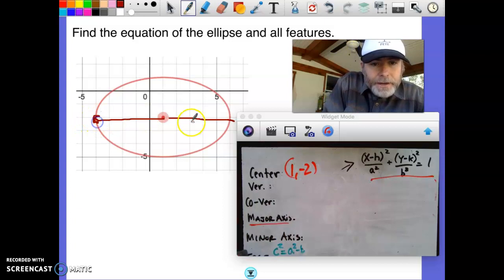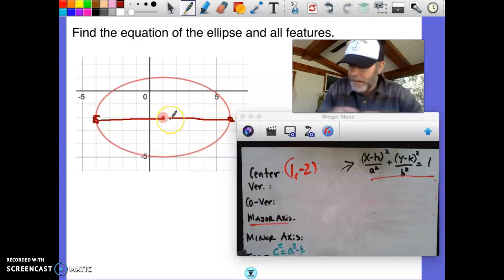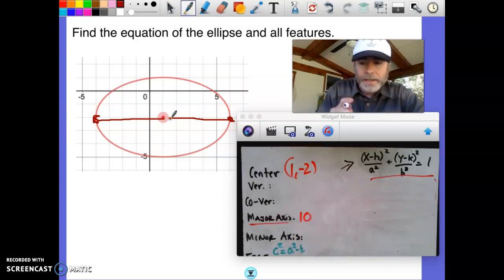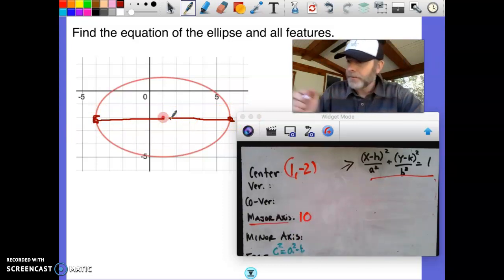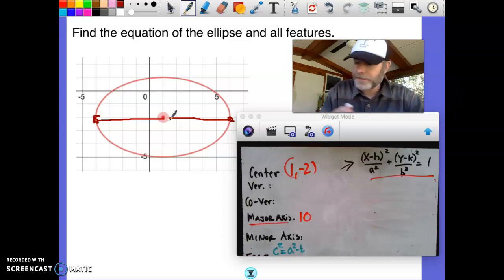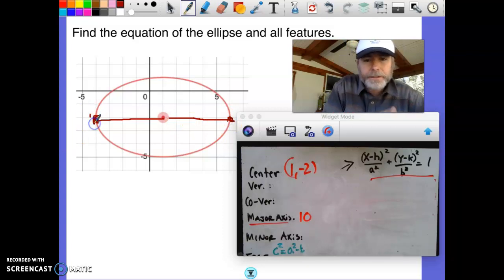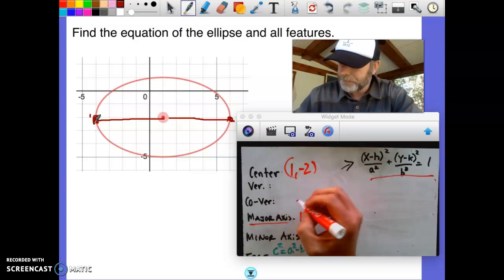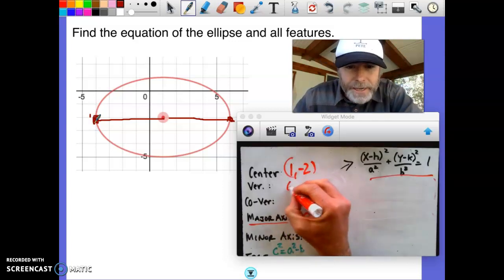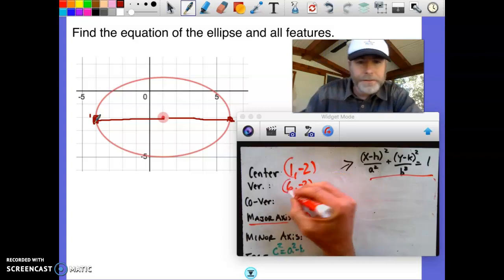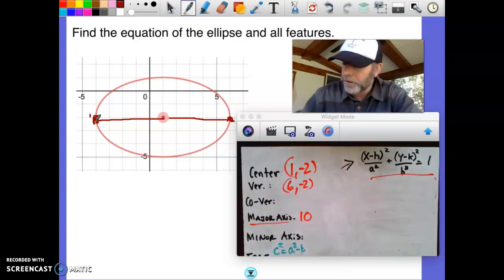This is the major axis right here. Locate A. To locate A, I'm going to count the major axis. This is 1, 2, 3, 4, 5. 5 in each direction. That's a total of 10. Major axis is 10. Letter A for the major axis is 5. It's half of that. So our vertices, there they are right here. Our vertices then are 6, -2, and this other one over here is -4, -2.